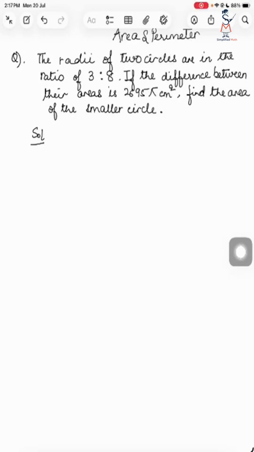Hi, we are doing area and perimeter. The question is: the radii of two circles are in the ratio of 3:8. If the difference between their areas is 2695 pi centimeter square, find the area of the smaller circle.